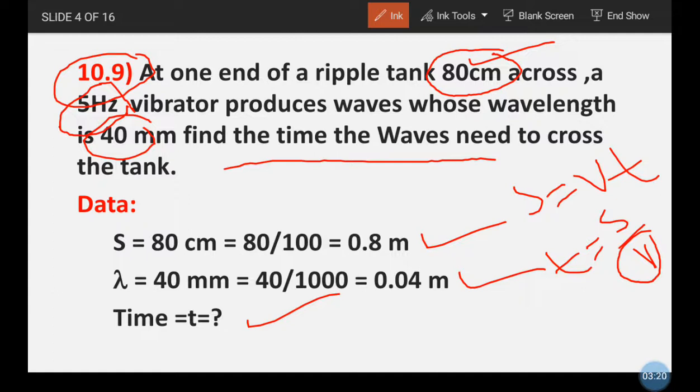Because we do not have the value of speed, first we have to find the speed of the wave by applying the formula. Which formula will we apply? Applying the formula v is equal to f lambda. Here we have f is equal to 5 hertz in the data.